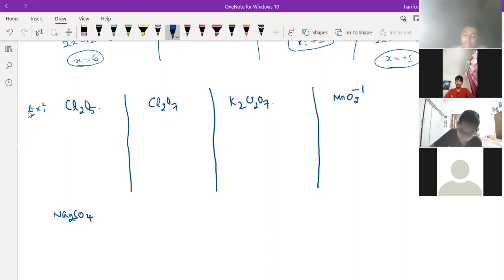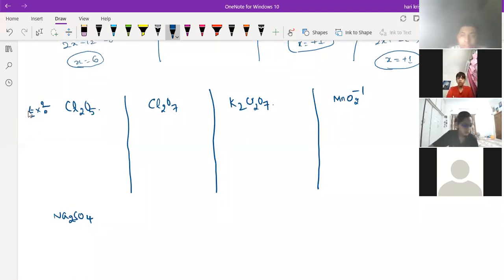Can you tell me some examples of hydrides? Sodium hydride. Sodium hydride, very good. With the metals, it will form the hydride, right? So sodium hydride, lithium hydride, it will form like this. Good. Okay. So try to find out the oxidation number of these things.